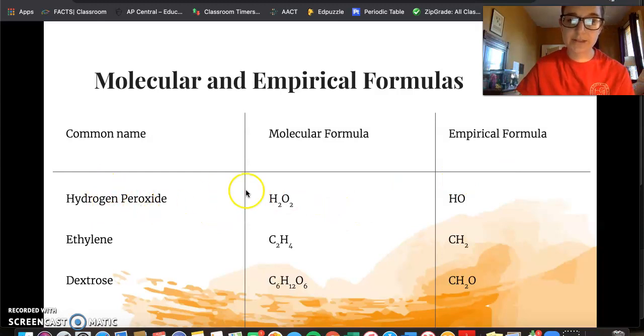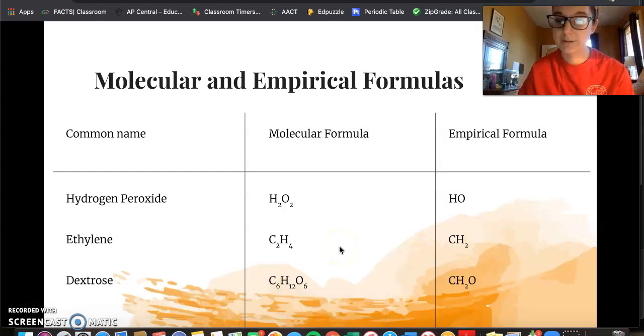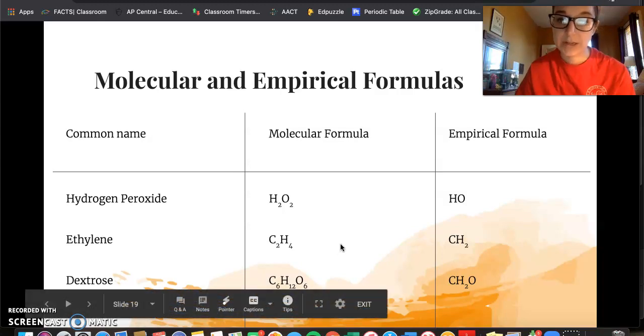So here, hydrogen peroxide: the actual number of hydrogen atoms and oxygen atoms in one molecule of hydrogen peroxide is 2 of each, H2O2. The empirical formula, the ratio of hydrogen to oxygen atoms, is 1 to 1, because you could reduce 2 to 2, both divisible by 2, to 1 to 1. So it's HO as the empirical formula. Ethylene, C2H4, has exactly 2 carbon atoms and 4 hydrogen atoms in one molecule. The ratio of carbon to hydrogen is 1 to 2, so the empirical formula is CH2.